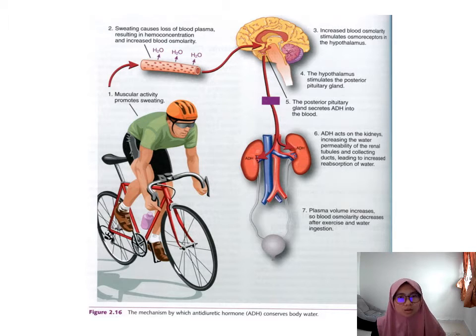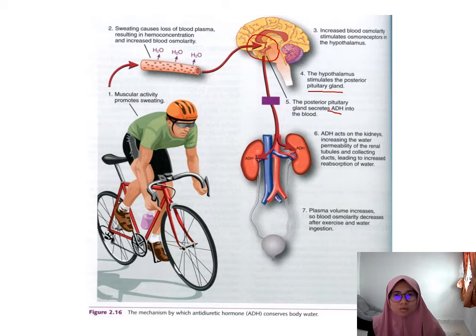So when we lose blood plasma, it results in hemoconcentration, kepekatan darah. When hemoconcentration happens, it will increase blood osmolarity. This blood osmolarity stimulates the hypothalamus here. The hypothalamus is our regulator that controls the body temperature. So what the hypothalamus does is it stimulates the posterior pituitary gland, also inside the brain. The posterior pituitary gland will secrete ADH into the blood.